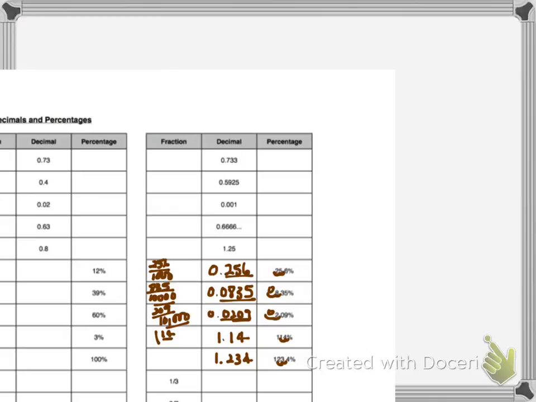1 and 14 hundredths. We can reduce that one pretty easily. 7 fiftieths. 1 and 7 fiftieths. 1 and 234 thousandths. And again, this could be reduced because they're both even, but in the interest of time, we will not. Okay. So let's just do this last little part.